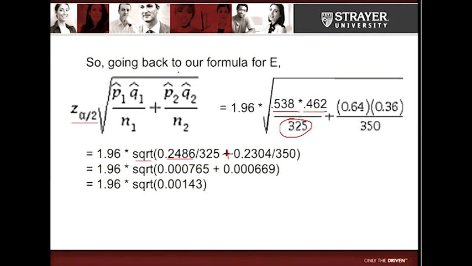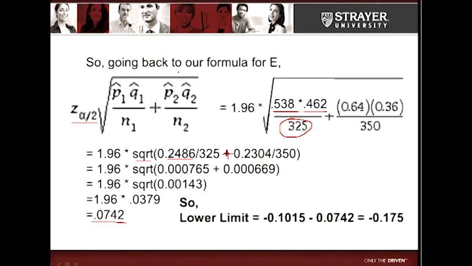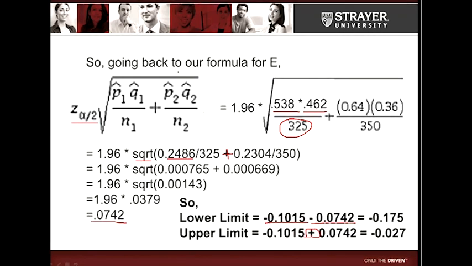And then just doing these calculations, trying to do them one step at a time for you, we get a margin of error of 0.0742. So that is now added and subtracted from the difference of the two proportions. Remember on the last screen we got negative 0.1015 for the difference of the proportions. So we subtract it for the lower limit and we add it for the upper limit to get these two values for our confidence interval. Okay?